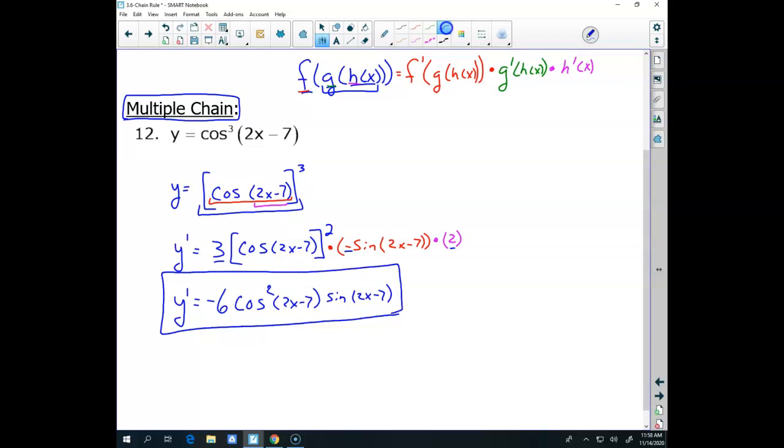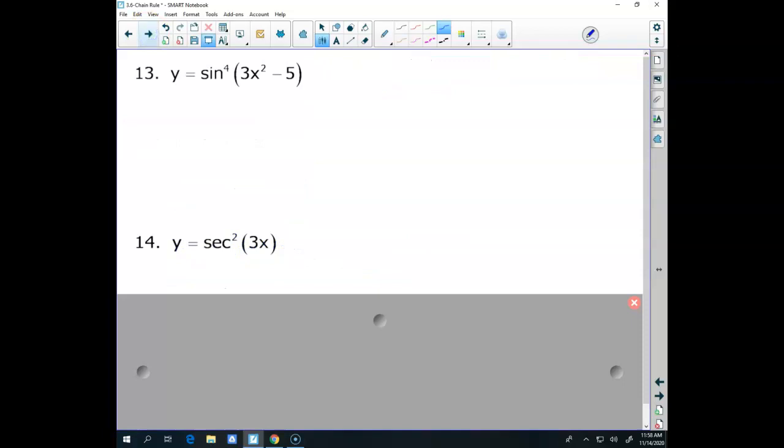Okay, so I'm going to come here. We just have a couple examples. And what I would highly encourage you to do is hit pause and try these on your own. I see this as a multiple chain. This is going to be y equals sine of 3x squared minus 5, and that is to the 4th power.